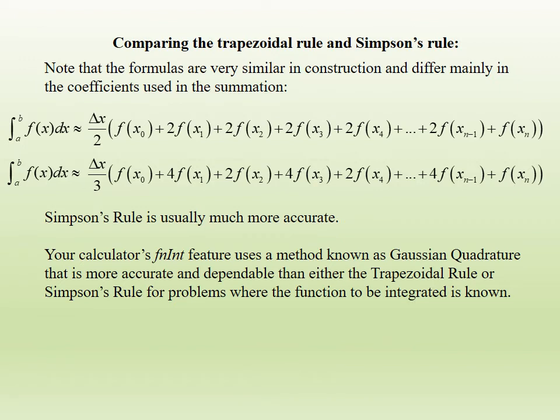Now let's move on, comparing the trapezoidal rule and the Simpsons rule. Note that the formulas are very similar in construction and differ mainly in the coefficients used in the summation. The multiplying factors are also different. In the trapezoidal rule, the multiplying factor is h over 2 or delta x over 2, and in Simpsons rule, we are using h over 3 or delta x over 3. Simpsons rule is usually much more accurate, as we will be looking into this fact in the upcoming example.